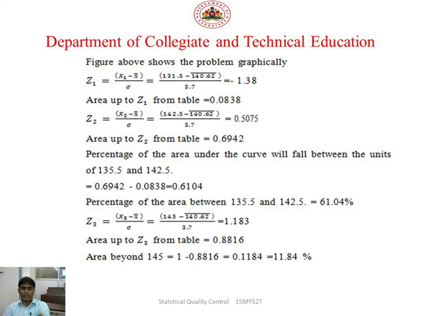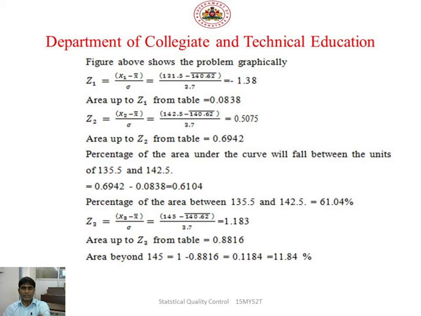Again, in the same way you calculate z2. Z2 is equal to x2 minus x bar divided by sigma. There you are getting the Z value as 0.5075. For that again we refer the table and calculate the area. You are getting 0.6942. That is the area.